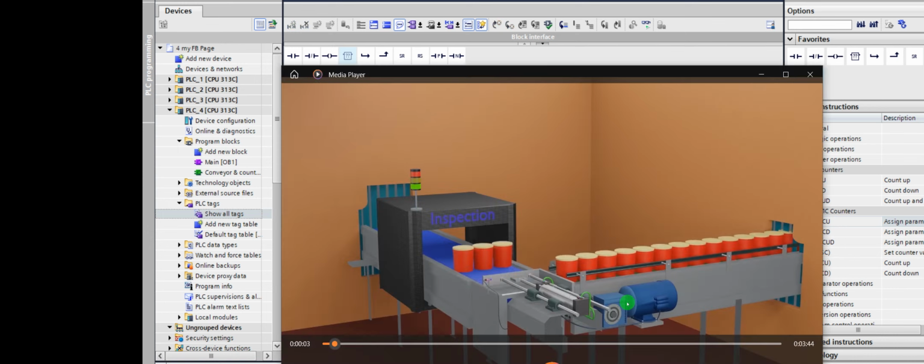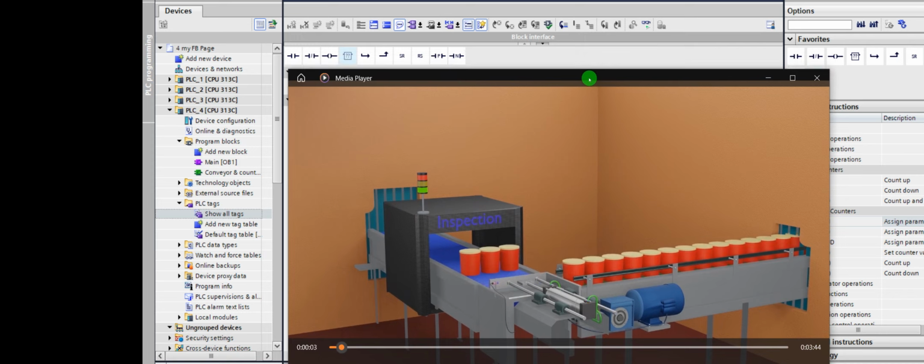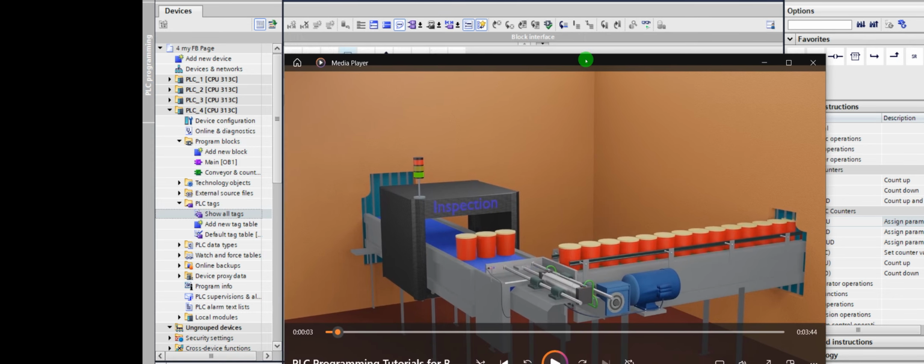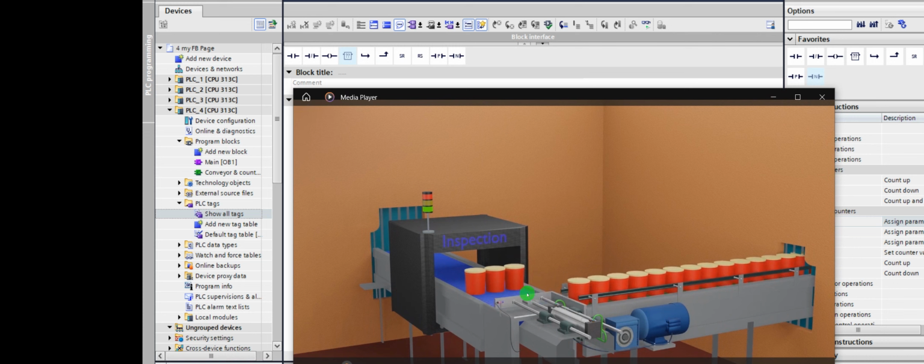Okay, so let's watch this particular video. Before then, let me explain the operation of this. Now look at this conveyor. This is a finished product moving along this conveyor. There's another conveyor in the other direction here. We have two conveyors. One is going on the horizontal side, one is going on the vertical side.